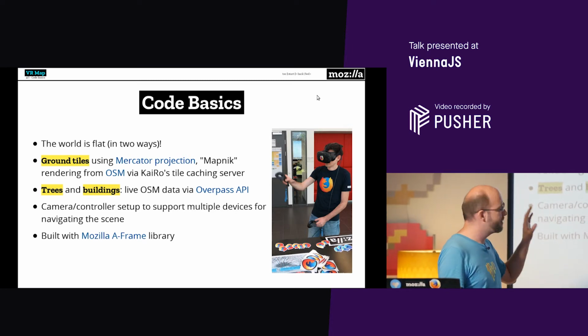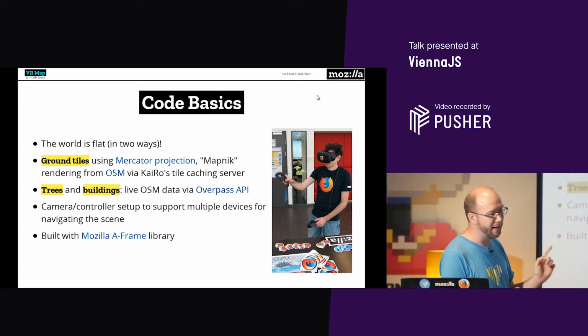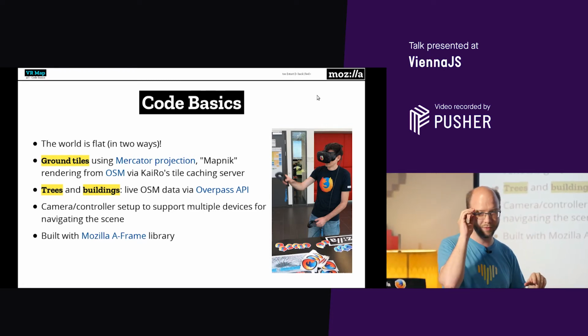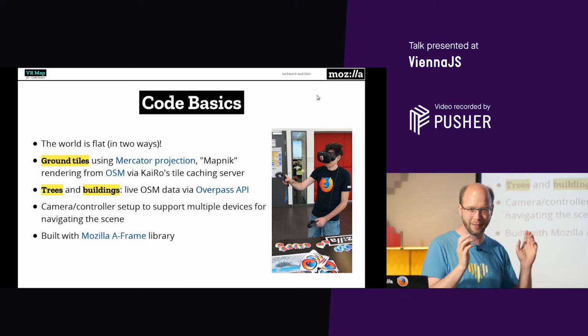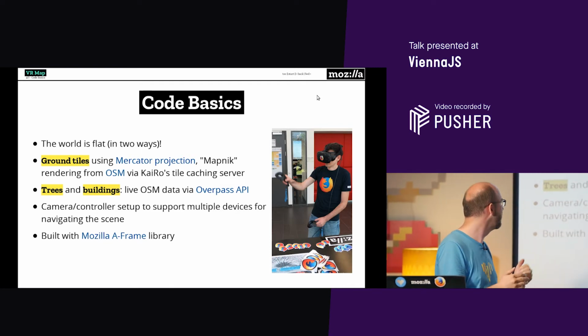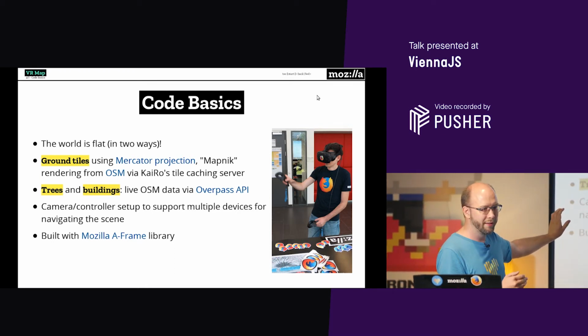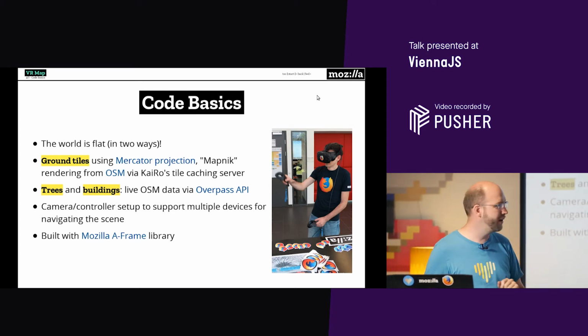For the trees and buildings, I take live data from the Overpass API. The tiles are not coming from the Overpass API. I actually take the standard tiles from OpenStreetMap through my own tile caching server that I have for other purposes, to not tax OpenStreetMap too much in terms of traffic. And then there's a camera and controller setup, which is not dynamically built. It's a static thing that's defined in the HTML. You will see that.